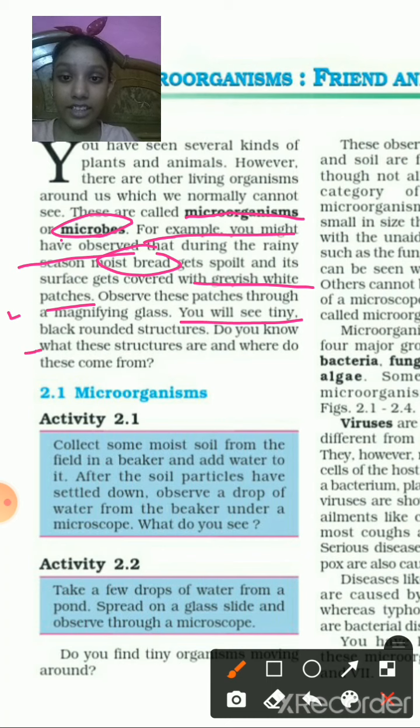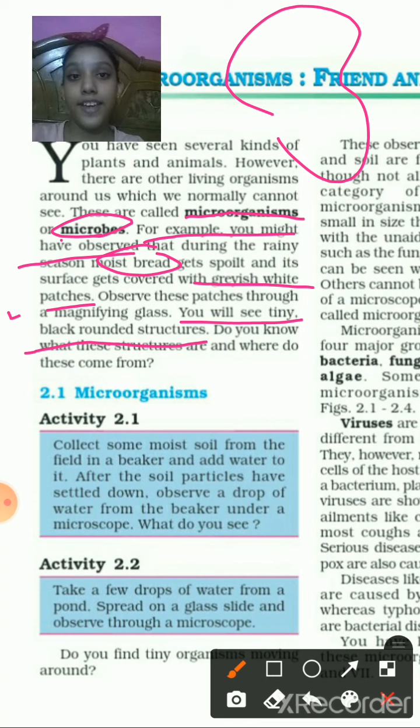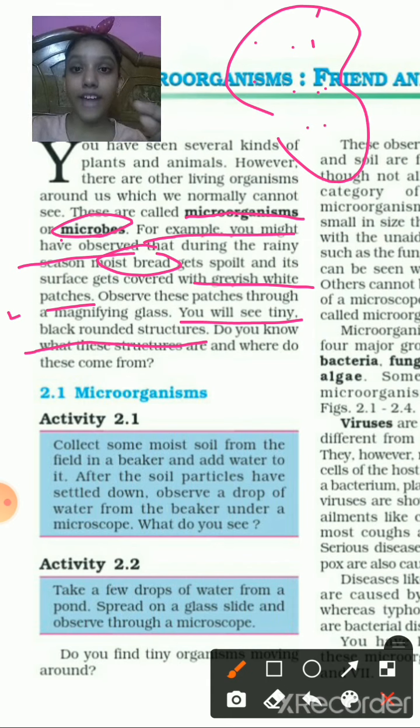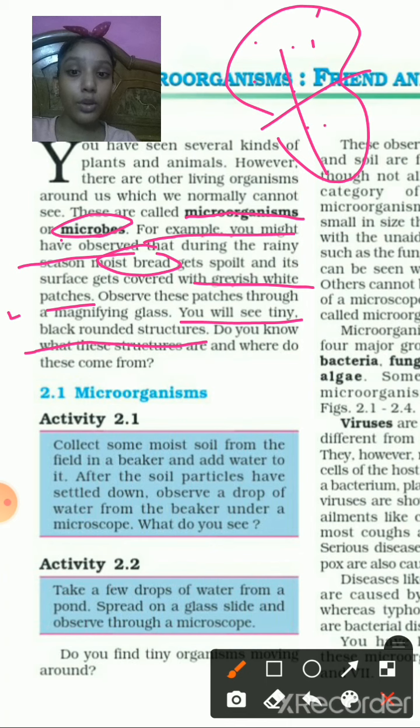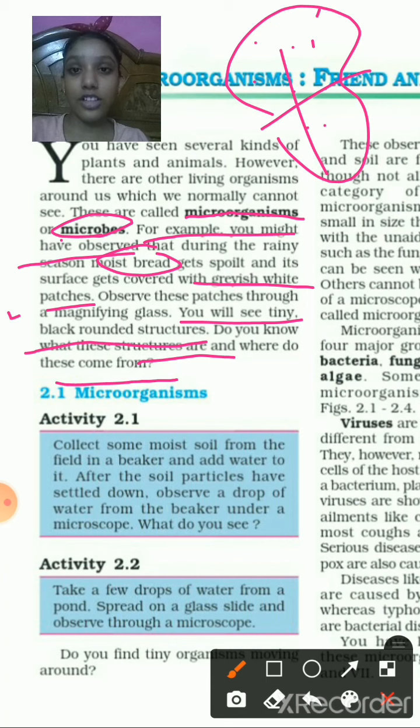You will see tiny tiny black rounded structures. So if we take that this is a piece of bread, and then when you leave it for some time, you will see tiny blackish structures on that. So these are the microorganisms which have interacted with the bread and spoiled this piece of bread. Do you know what these structures are and where do they come from? So these structures are the microorganisms, and we'll know about where they come from and many other things we're gonna cover in this chapter.